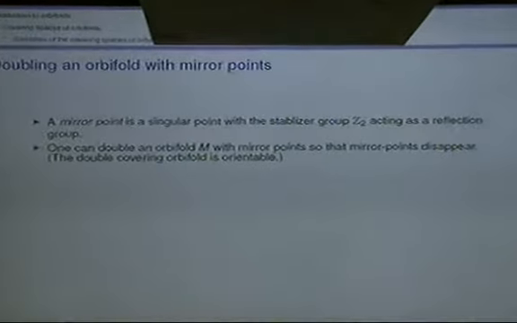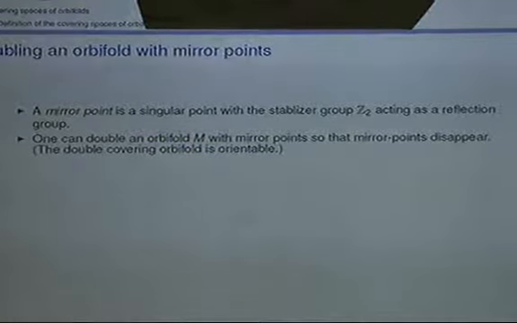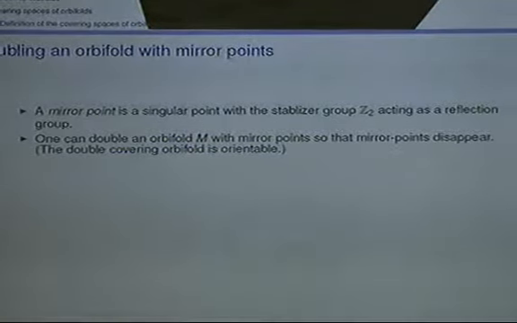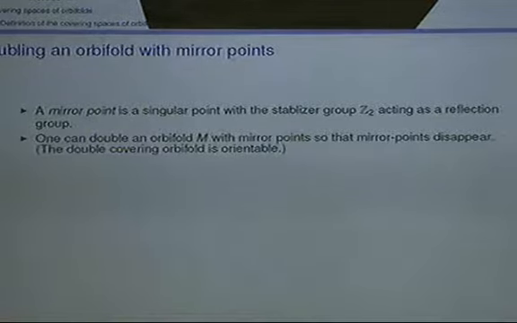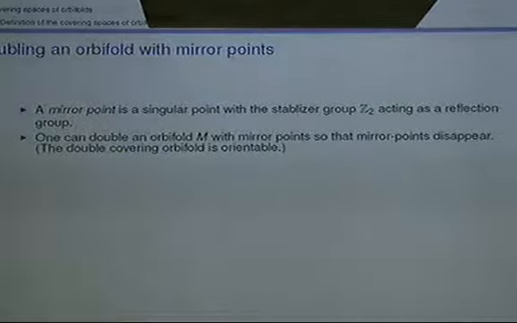So if you have some mirror points, you can always double. That's another thing I want to say: you can always double some manifold with mirror points, so the mirror points disappear. So it's called a doubling here, another type of doubling.